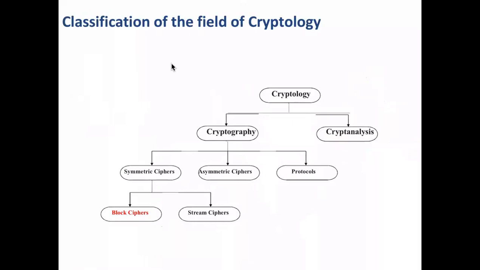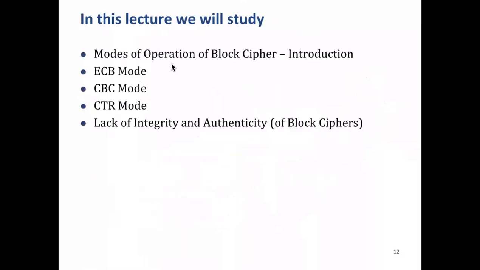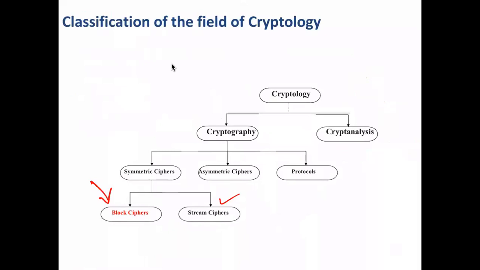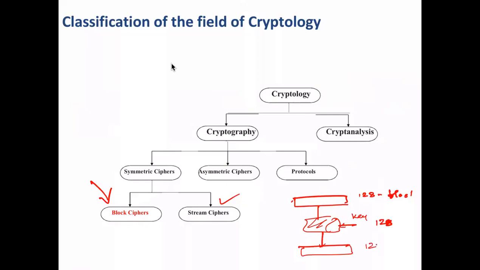So we are here in block ciphers, and we have also studied stream ciphers. Now the question is: we have just seen a 128-bit block, and we encrypt it using a key, which is also 128 bits, and what we get is also a 128-bit encrypted message. But is it practical? No, it's not practical.